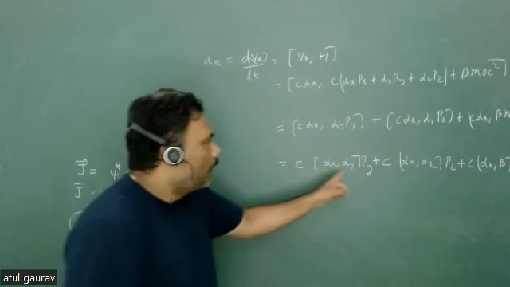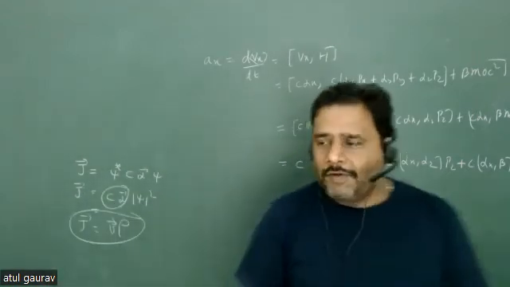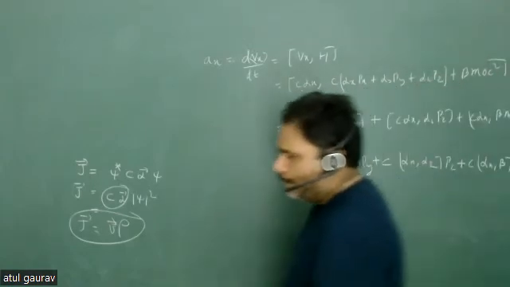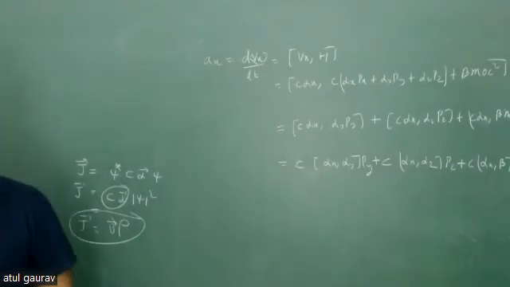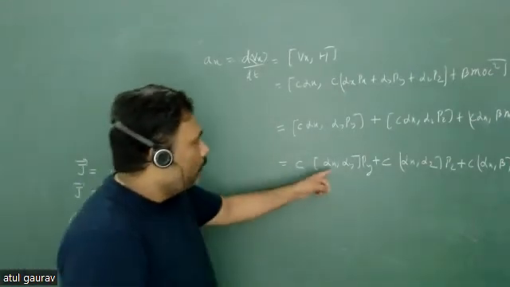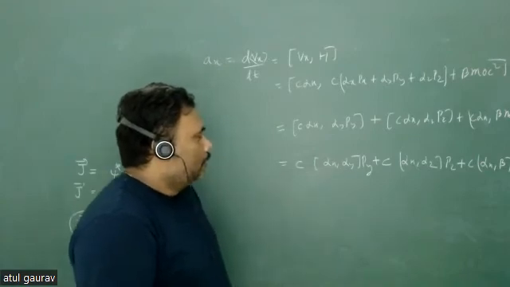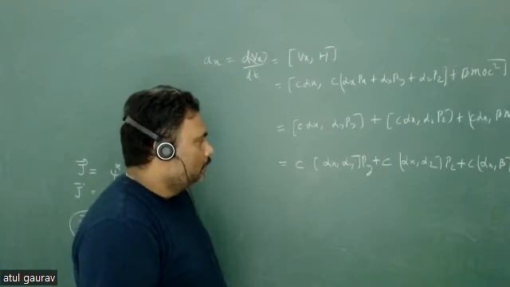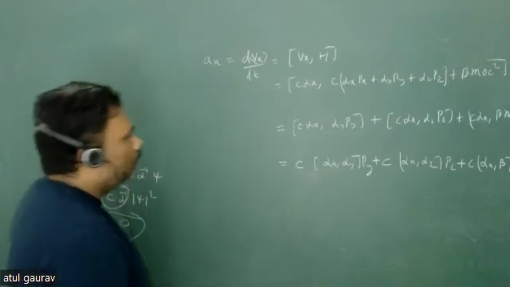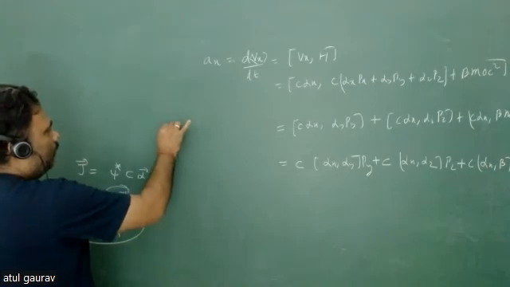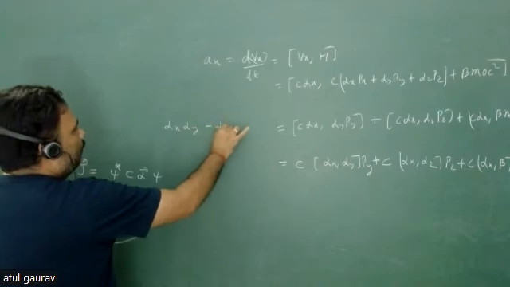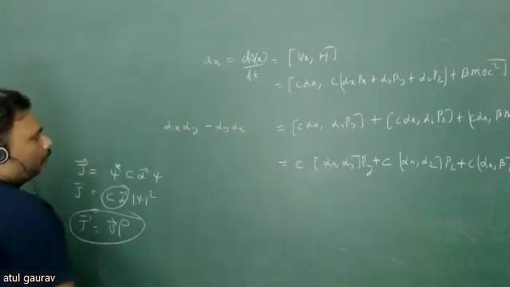Now can you please tell me what will be alpha x alpha y, commutator of alpha x alpha y? Sir, 2 alpha z. That will be 2 alpha z. How are you getting 2 alpha z? Look here, alpha x alpha y minus alpha y alpha x, this is what you have to find.